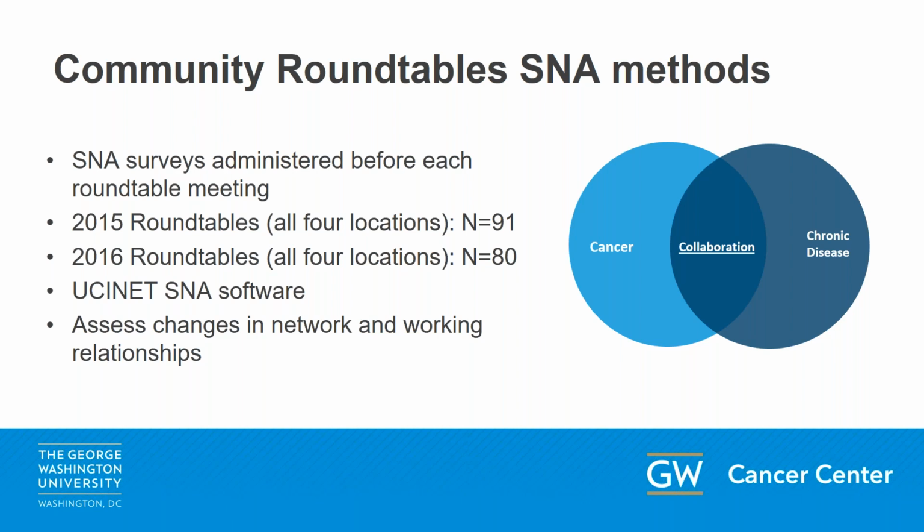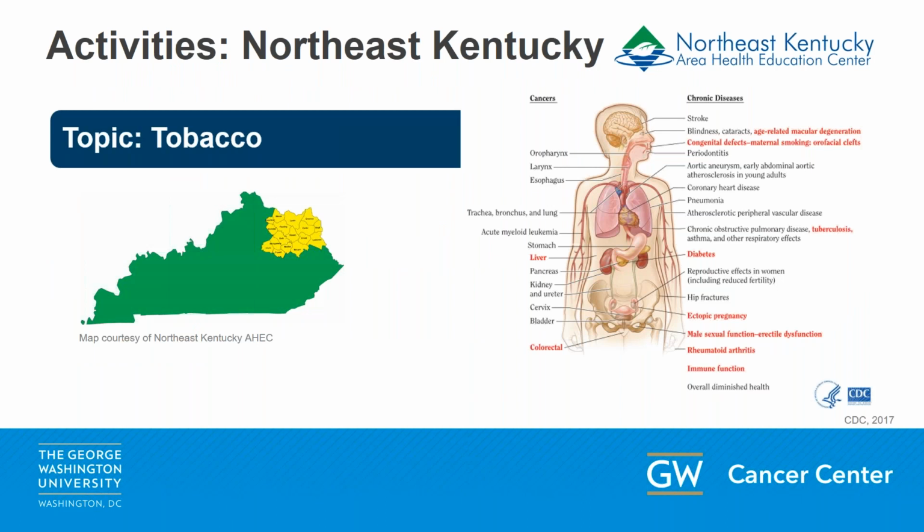So as a recap, Roundtable attendees included cancer and chronic disease stakeholders, and they met in 2015 to share successes about their project and identify mutually beneficial activities that they can work together on. And I will walk through what each of the 4 locations achieved between 2015 and 2016, as well as how these collaborations are reflected in the social network analysis indicators.